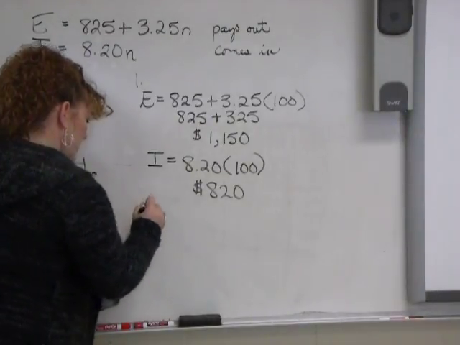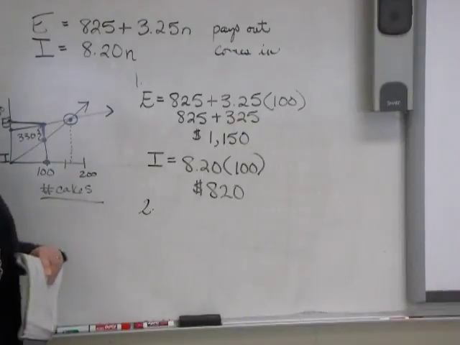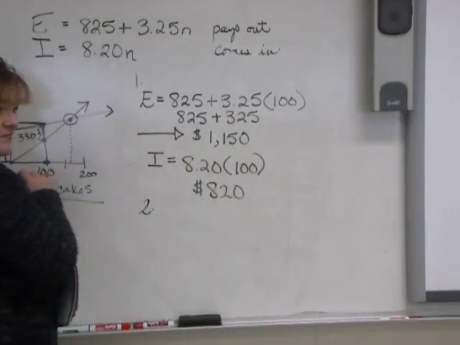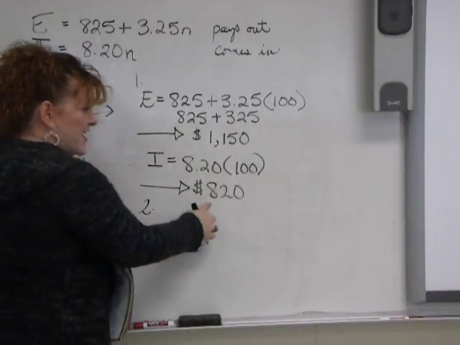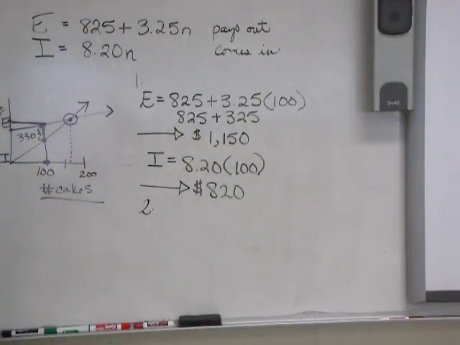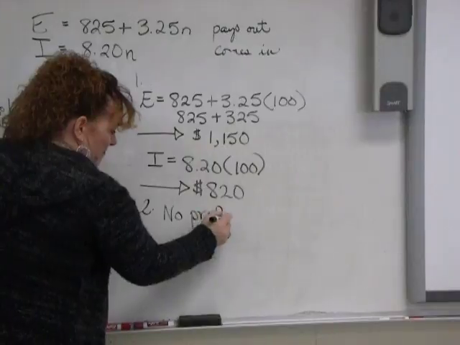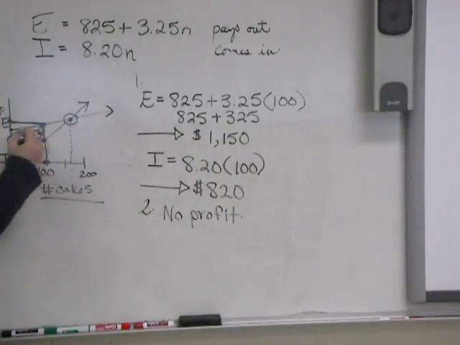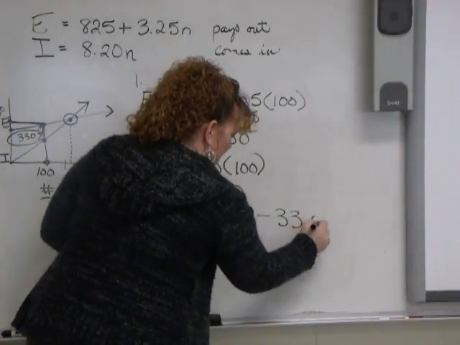Number 2, what is his profit? Did he make a profit? He owes this much. He's only bringing in this much. Profit would be if his income went above this. Did it go above it? No. Then he did not make a profit. So he has no profit. He's actually $330 in the hole. He's minus $330.